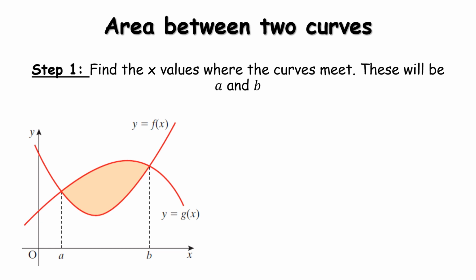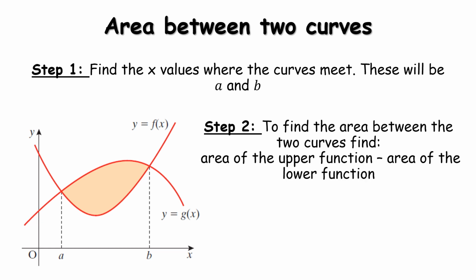Now in some exam questions, they'll specifically ask you for the points of intersection, and if they do, we will get the points of intersection. But if not, we're fine with just having those x values. The second step then is to work out the area under the upper function and subtract the area under the lower function. So what's happening here, and I'm going to try and sketch it out.